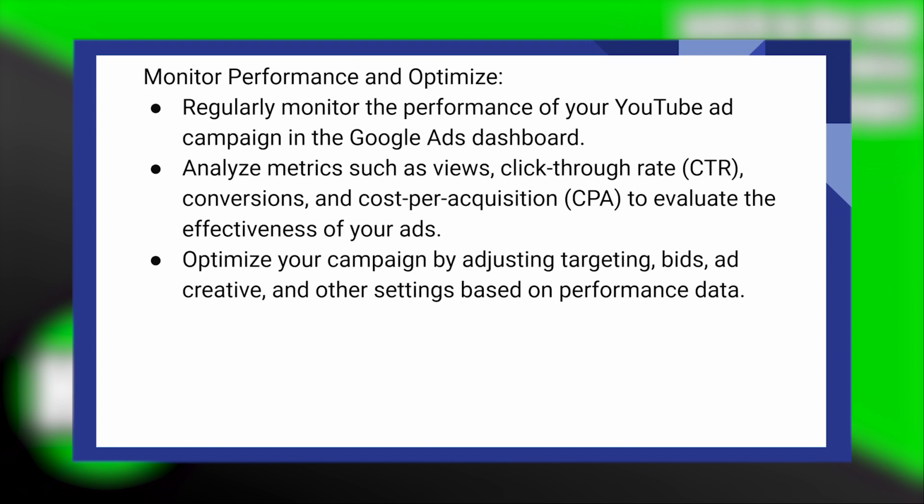Regularly monitor the performance of your YouTube ad campaign in the Google Ads dashboard. Analyze metrics such as views, click-through rate or CTR, view duration, and conversions to assess the effectiveness of your ads. Optimize your campaign by adjusting targeting, bids, ad creative, and other settings based on performance data.